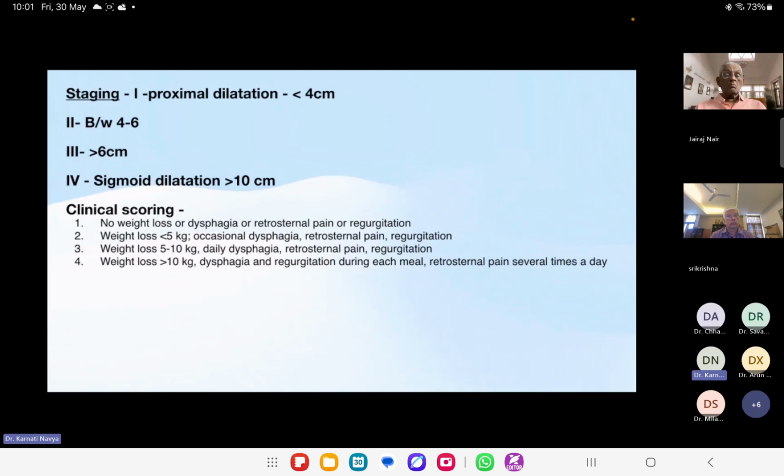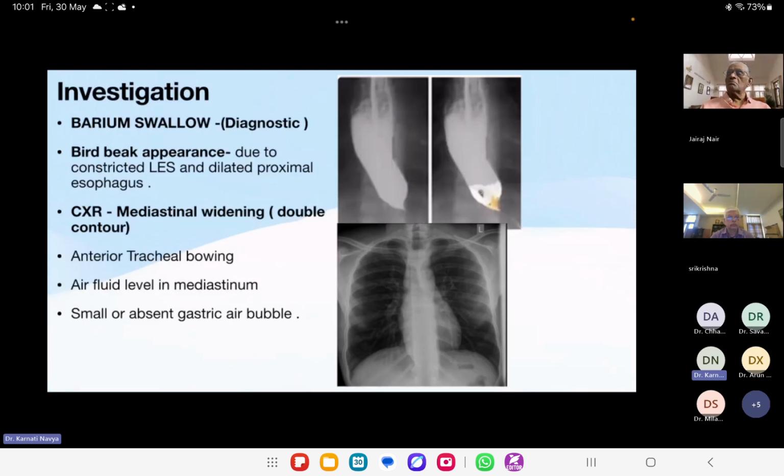And according to the clinical scoring, if there is no weight loss or dysphagia or retrosternal pain or regurgitation, it is 1. If there is weight loss of less than 5 kgs with occasional dysphagia and retrosternal pain or regurgitation. If it is between 5 to 10 kgs with daily symptoms, and with more than 10 kgs with daily symptoms during each meal, retrosternal pain several times a day.